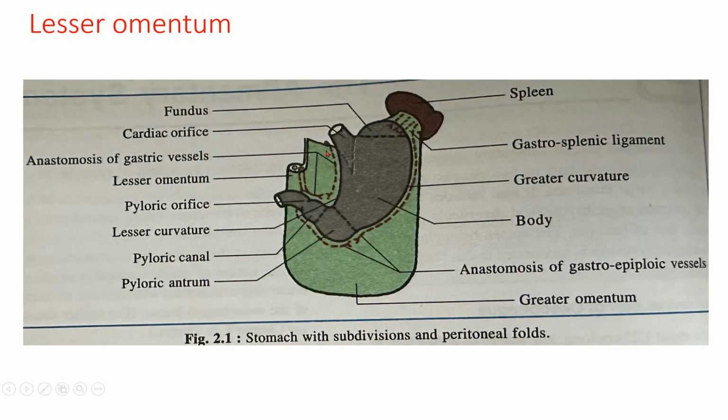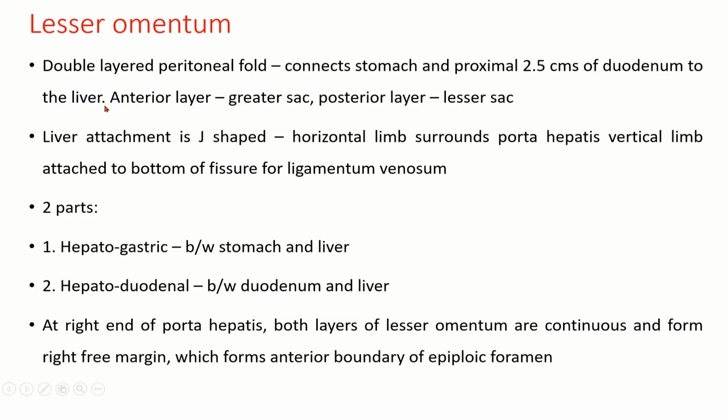So now the lesser omentum, you can see this is the lesser omentum. It has two parts. The part which extends between the liver and stomach is the hepatogastric part, and the part which extends between the liver and duodenum is the hepatoduodenal part. This is attached along the lesser curvature of the stomach. Let us see here. This is a double layered peritoneal fold that connects the stomach and proximal 2.5 cm of the duodenum to the liver. The anterior layer is derived from the greater sac and the posterior layer is derived from the lesser sac.